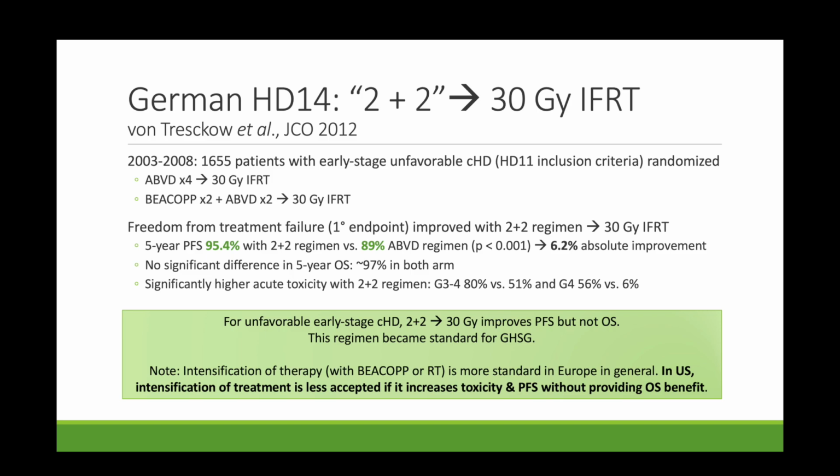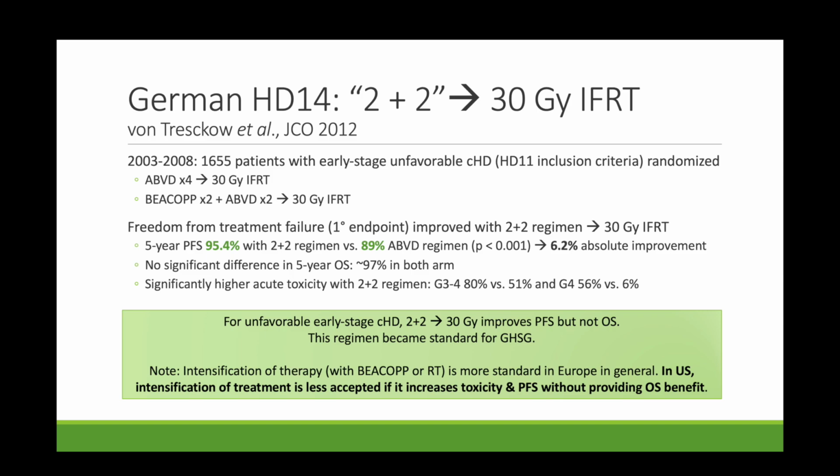Their primary endpoint of freedom from treatment failure actually improved with the 2+2 regimen. So the 5-year PFS was 95% with 2+2 versus 89% with ABVD times 4. So there was a 6% absolute improvement. There was no significant difference in overall survival between the two arms, however, and there was significantly higher acute toxicity with the 2+2 regimen. So I think it's quite striking. The grade 4 toxicity was 56% with 2+2 versus only 6% with ABVD. And the grade 3 to 4 was 80% versus 51%. So really, really bad toxicity.